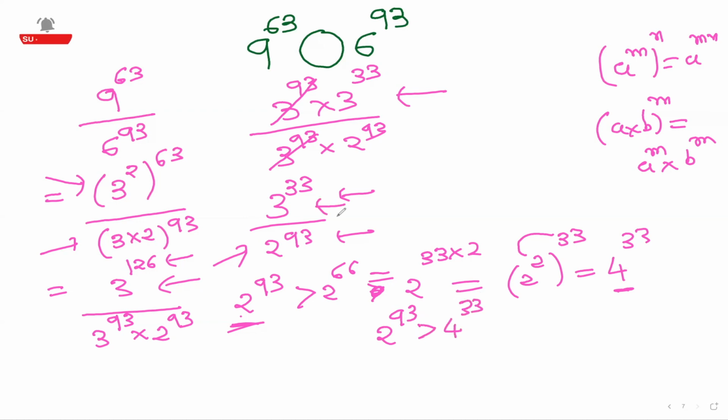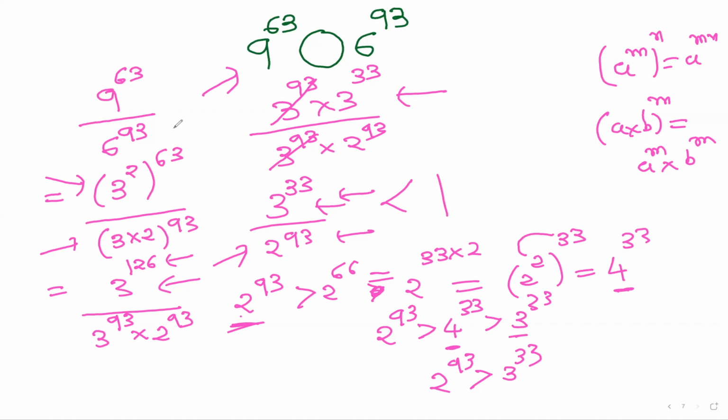And here I have got 3 power 33. So definitely 4 power 33 is bigger than 3 power 33, because with the same power, my base is smaller when it is 3. So I can write down 2 power 93 is definitely bigger than 3 power 33. So now my 3 power 33 upon 2 power 93 is going to be less than 1, as my denominator is bigger. So that tells us that my 9 power 63 upon 6 power 93 is less than 1. So, sorry, 9 power 63 is less than 6 power 93.